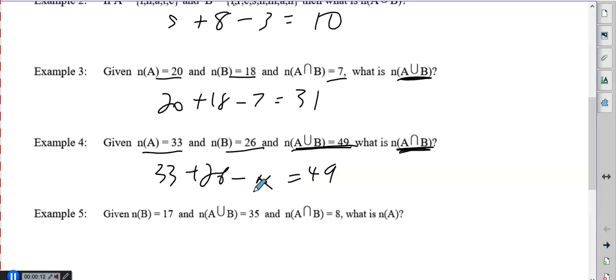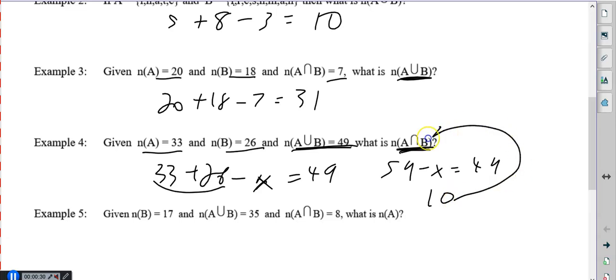So what this gives us right here is 59. So basically we have 59 minus something equals 49, and that would be 10. So the overlap is 10. That's this.